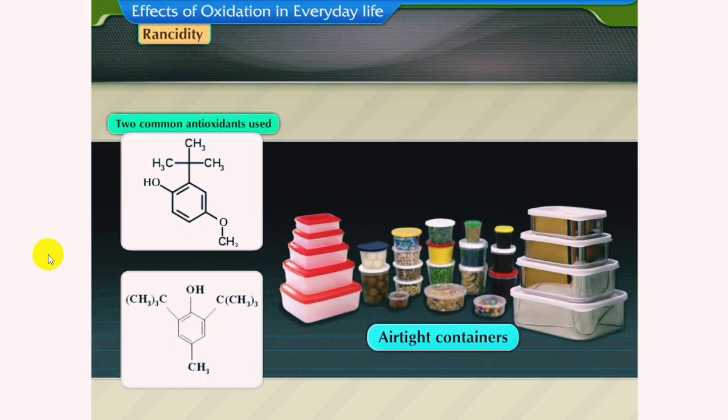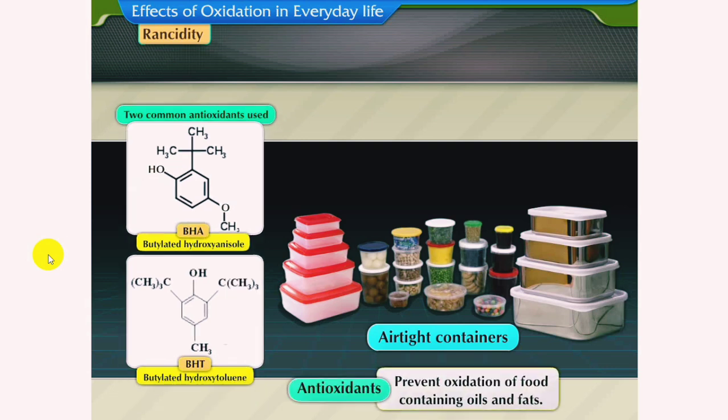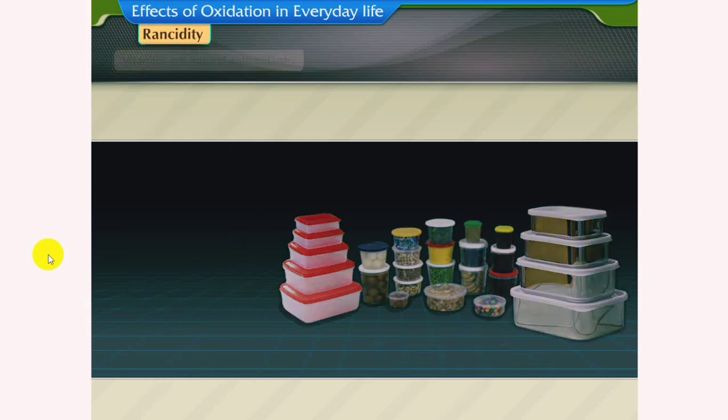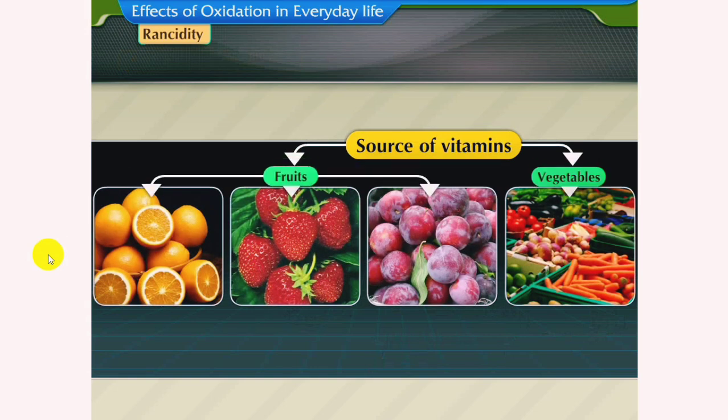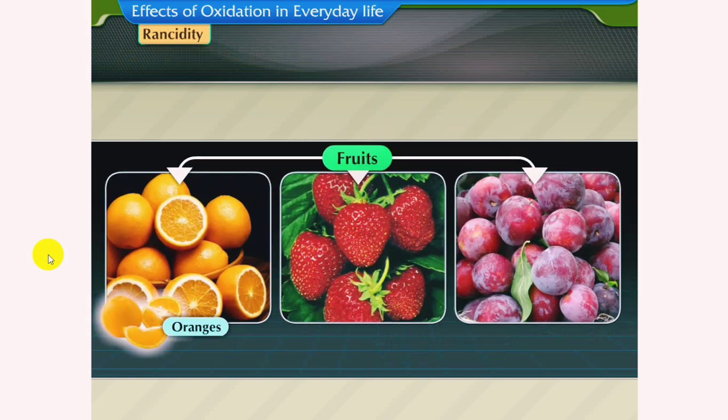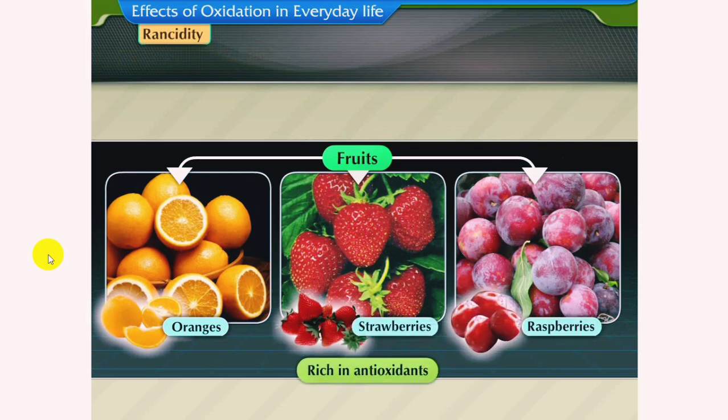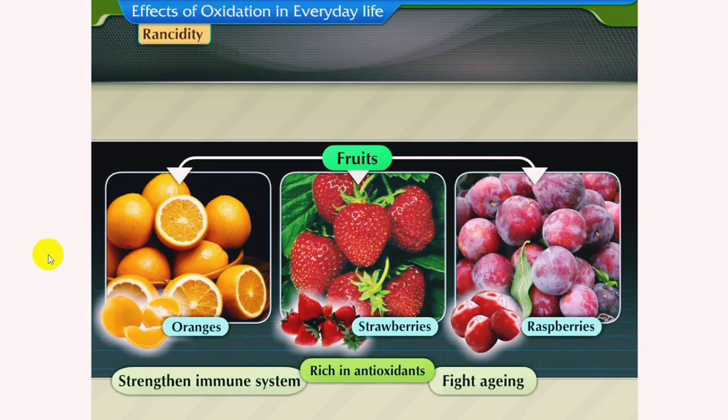Two common antioxidants used in food to prevent oxidation are BHA, butylated hydroxyanisole, and BHT, butylated hydroxytoluene. Antioxidants are substances used to prevent oxidation of food containing oils and fats. Vitamins are natural antioxidants. The best source of vitamins is fruits and vegetables. Fruits like oranges and berries like strawberries and raspberries are rich in antioxidants. Antioxidants strengthen the immune system and fight aging.